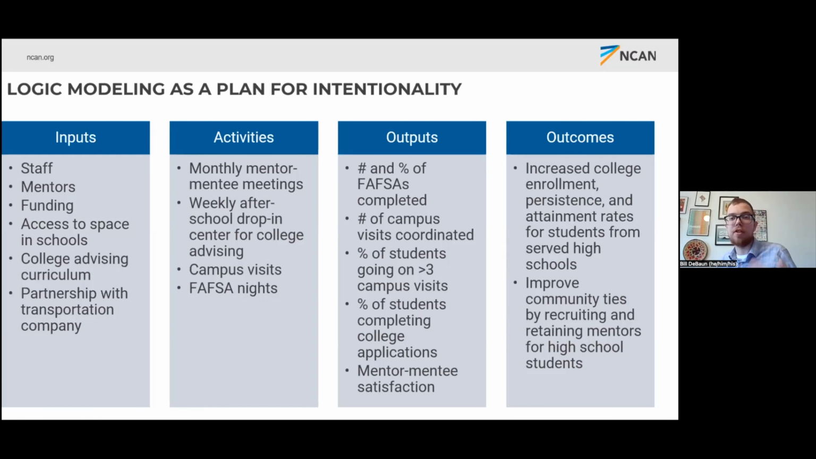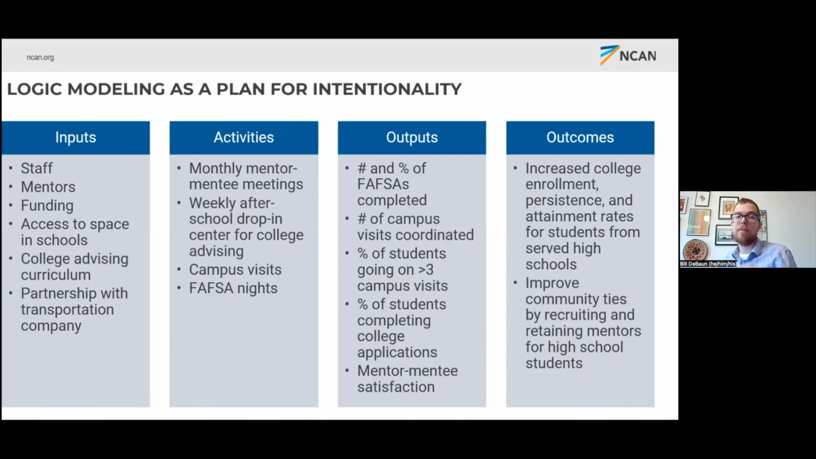Okay, so the outputs, the direct products or results of these activities, are: how many FAFSAs do the FAFSA nights yield? Not attendance on FAFSA night, that's a different kind of question, but how many FAFSAs got completed as a result of the FAFSA night?